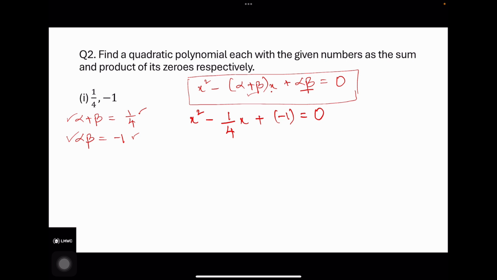We have a fraction in the coefficient of x, so I am going to take the LCM for the whole term. That will be 4. So this will be 4x squared minus x minus 4, which is equal to 0. I'm going to take the denominator 4 to the other side. So our final answer will be 4x squared minus x minus 4 equals 0, since 4 times 0 is 0. This is the general form of the quadratic polynomial.